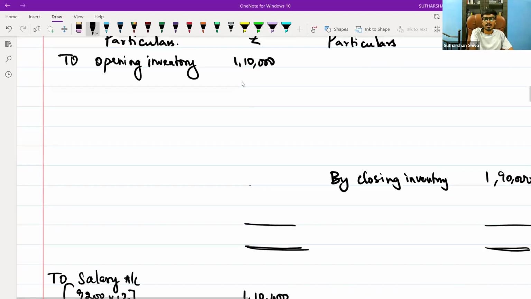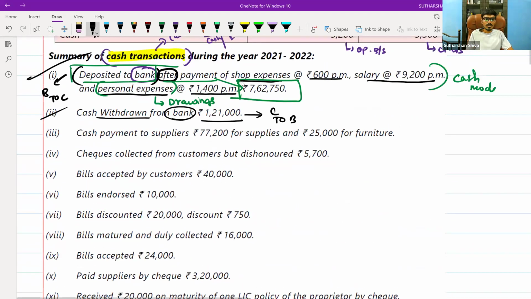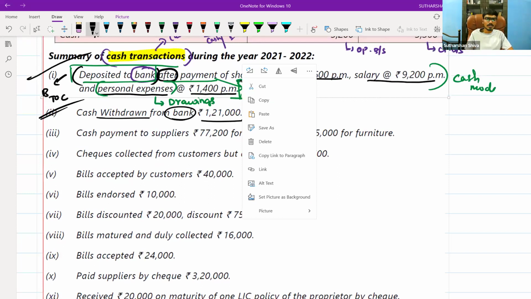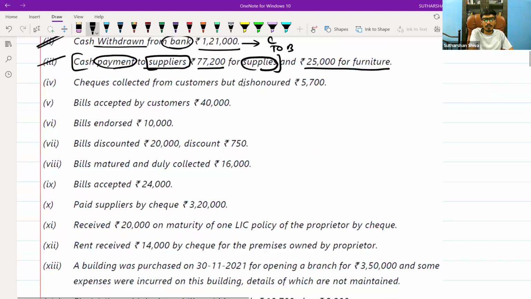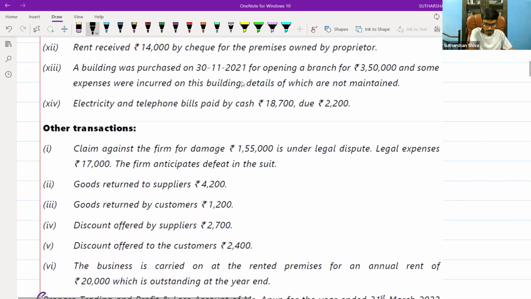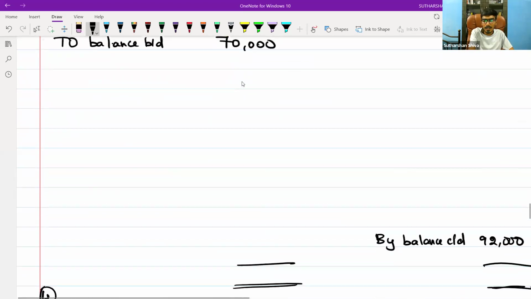Those who are watching this recording, do along with us. Adjustment 2 is done. Adjustment 3. What is your adjustment 3? Cash payment to suppliers. Cash payment is 77,200 for supplies, the first point, and 25,000 for furniture. So this will affect my two accounts.